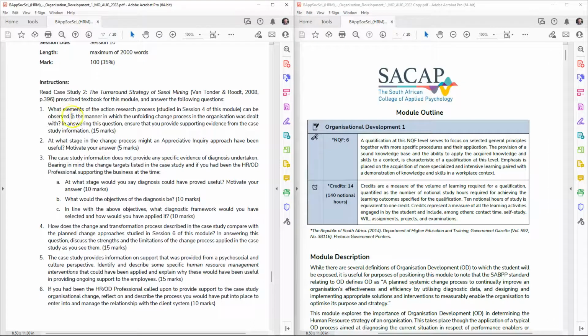So the first question is: what elements of the action research process studied in session 4 of this module can be observed in the manner in which the unfolding change process in the organization was dealt with?